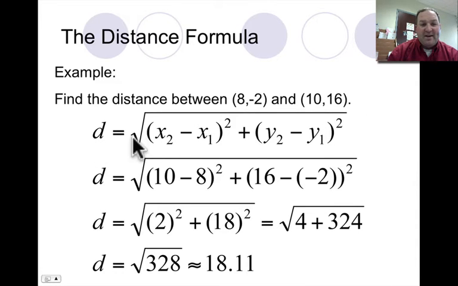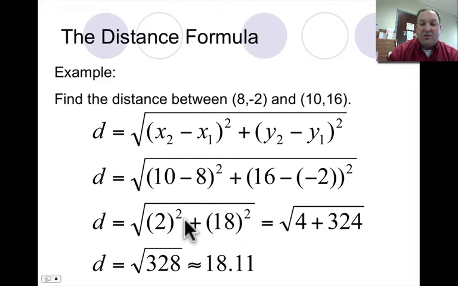So what we're going to do is write down the distance formula and substitute in. So I take 10 and I subtract 8. So 10 minus 8, and I'm going to square it, and then 16 minus a negative 2. Now be careful with your minus and negatives. Remember, you have to keep all the rules that you know about algebra in the back of your mind because you need to use them. So 10 minus 8 becomes 2. 16 minus a negative 2 becomes 16 plus 2, and you get 18.